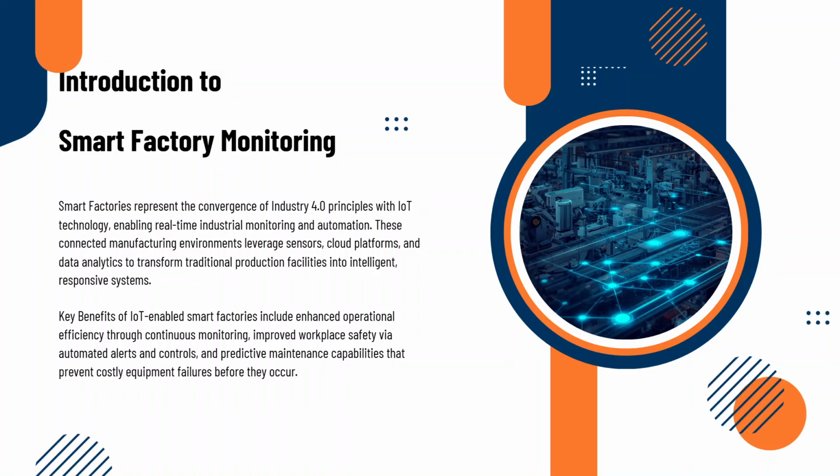In modern industries, the concept of smart factories is becoming very important. A smart factory uses IoT devices and sensors to monitor operations continuously instead of relying on manual inspections. Data from machines and environment is collected in real time and sent to central systems. This helps in improving efficiency, reducing errors, and making faster decisions. Overall, smart monitoring plays a key role in modern industrial systems.